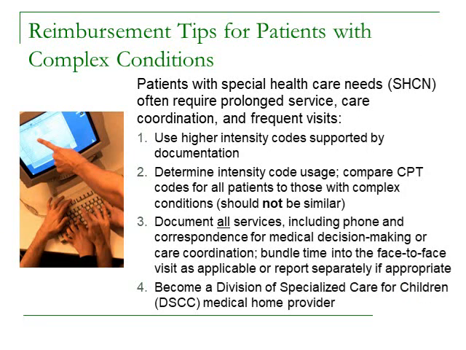Here are some reimbursement tips to use when billing for services for patients with complex conditions. For patients who require prolonged service, care coordination, and more frequent visits: 1. Practices should appropriately use higher intensity codes. For example, Level 4 or 5 for acute problems or chronic condition follow-up, with documentation to support these codes. 2. Determine if your practice appropriately uses higher intensity codes. Compare the distribution of CPT codes for all patients versus those for patients with complex conditions. The distribution should not be similar.